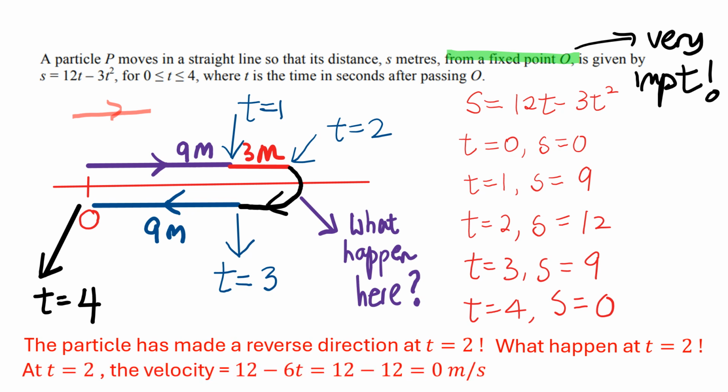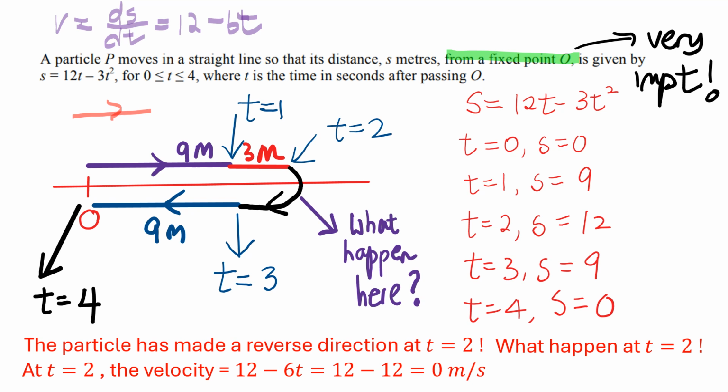So when you substitute t equals 2 into your velocity, how do you get the velocity? The velocity is found by differentiating the formula for finding distance. You will get 12 minus 6t. So when you substitute t to be 2, you will see that the velocity at t equals 2 is 0. So this is a very important concept.